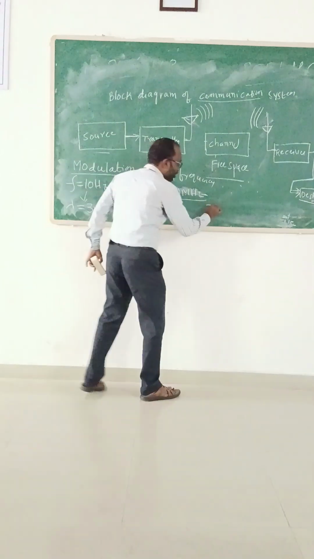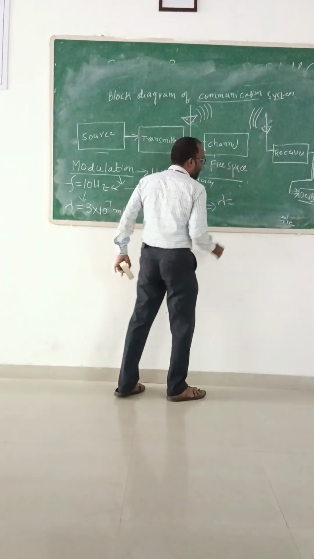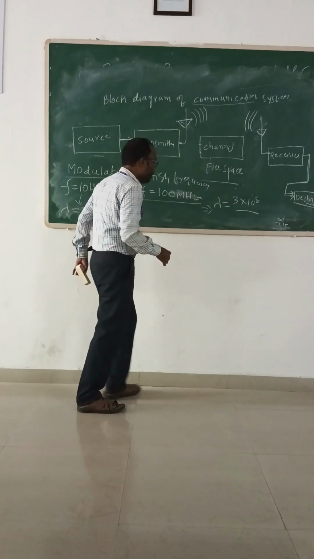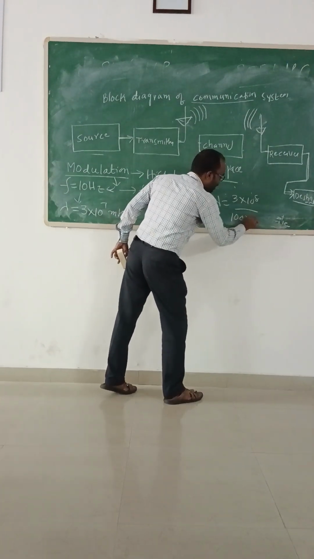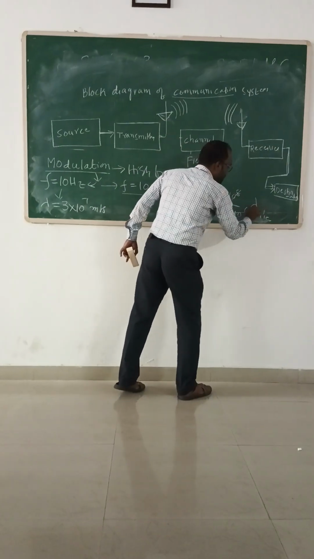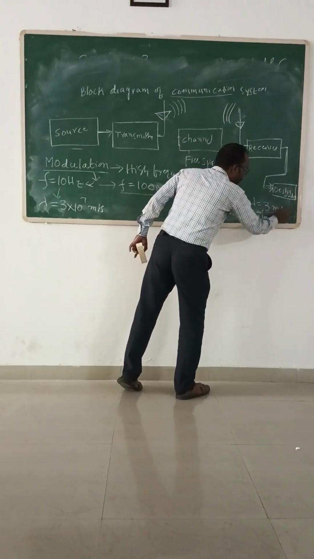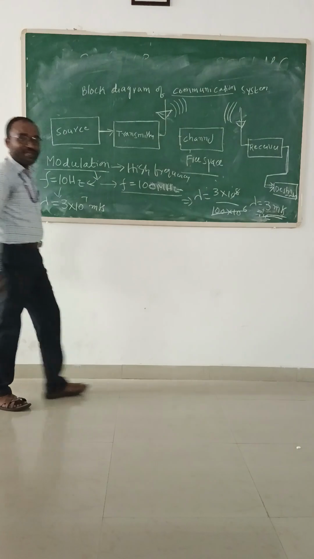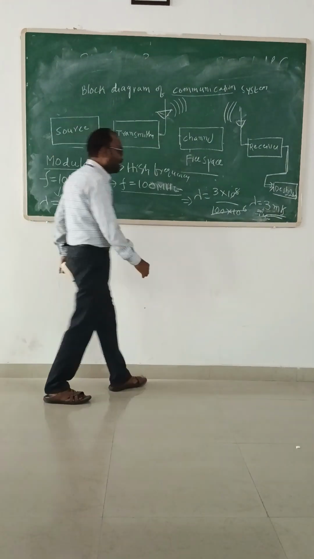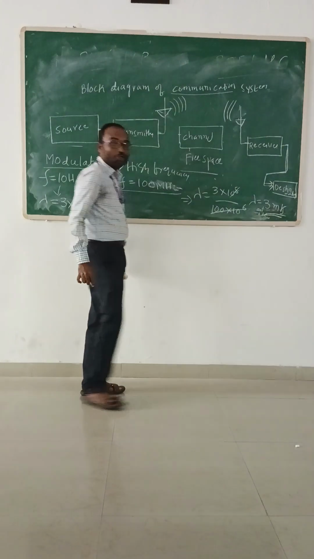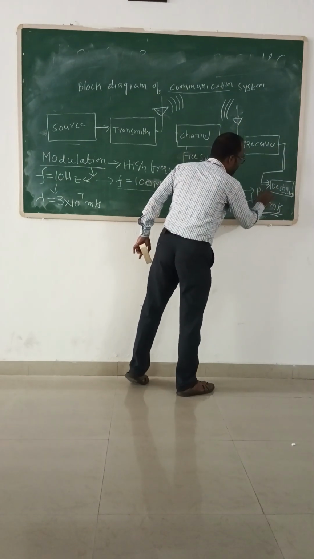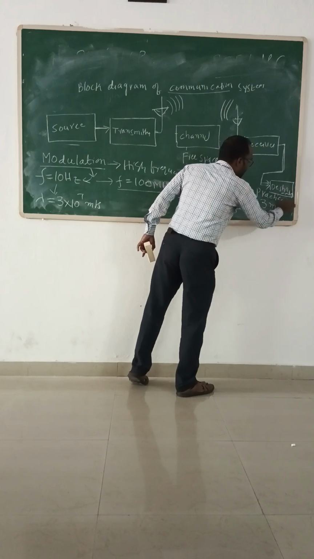Now we will calculate the height of the antenna. This is 3 into 10 power 8, and 100 megahertz is nothing but 100 into 10 power 6. So the 10 power 8 cancels. Automatically, after applying modulation, the same lambda, that is the wavelength or the length of the antenna, is reduced to 3 meters. So a 3 meter antenna construction is practicable.